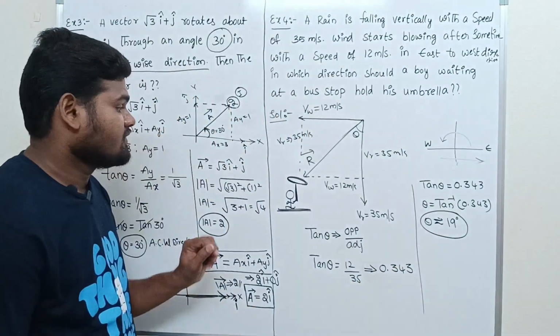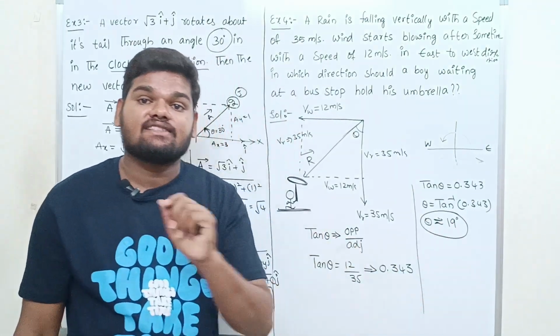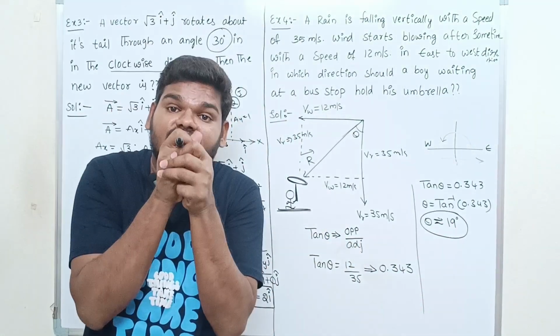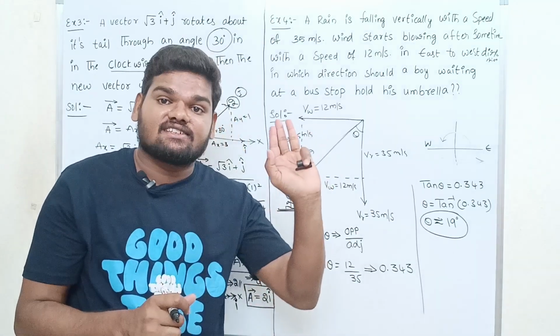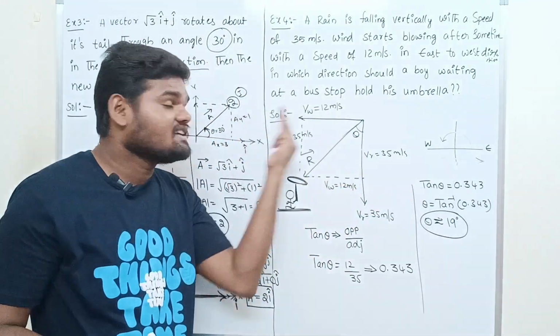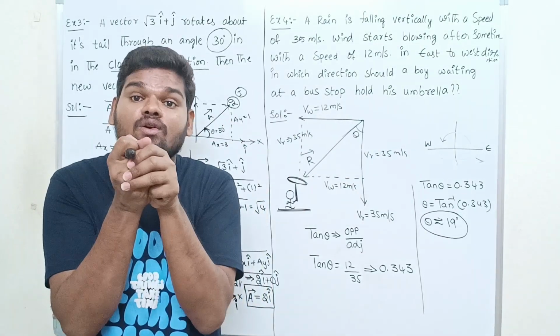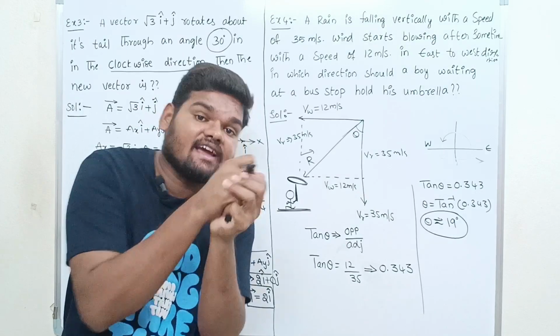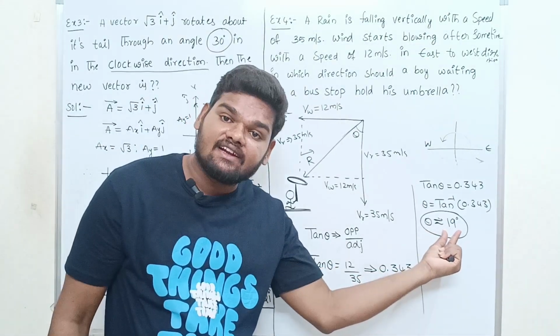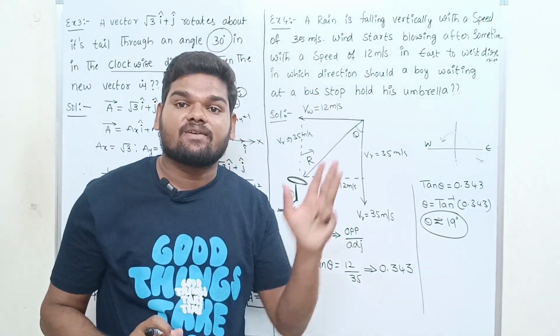Okay, right. From this result, it is clear that the boy has to shift his umbrella 19 degrees towards east, because the wind is flowing from east to west. He has to rotate his umbrella towards the east direction by 19 degrees. Then he is protected from the rain.